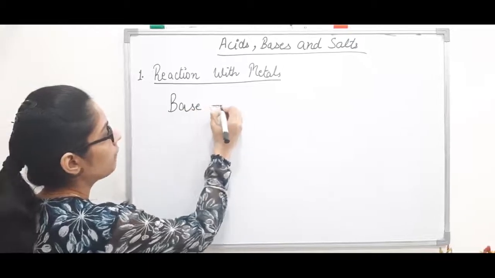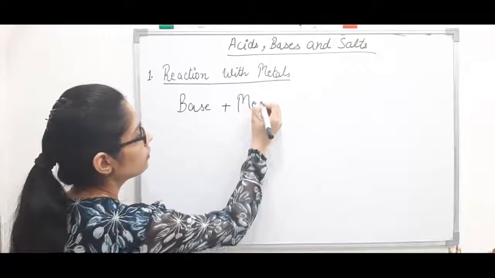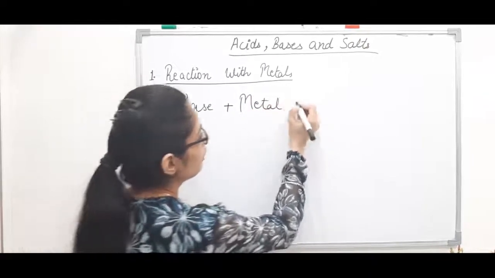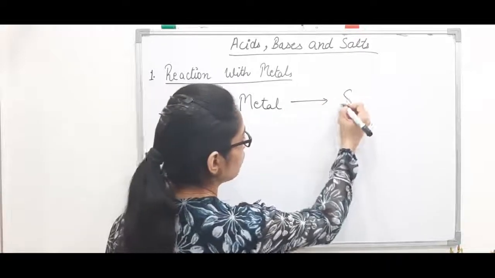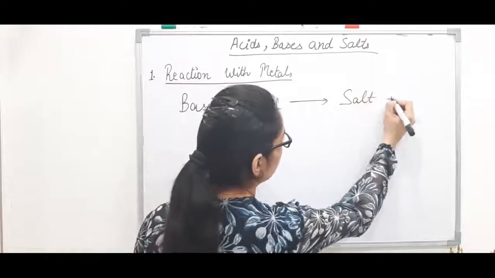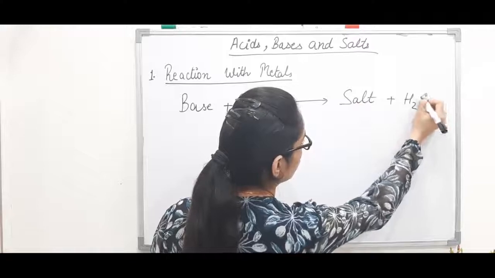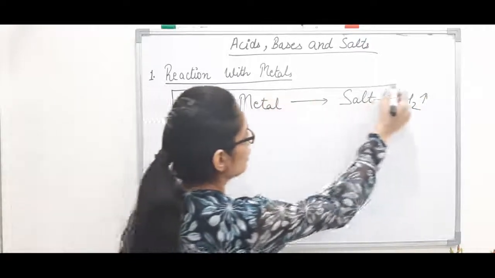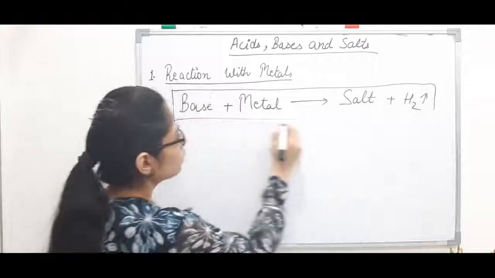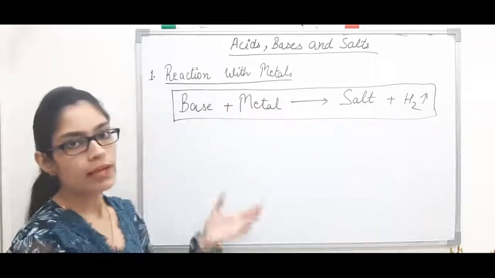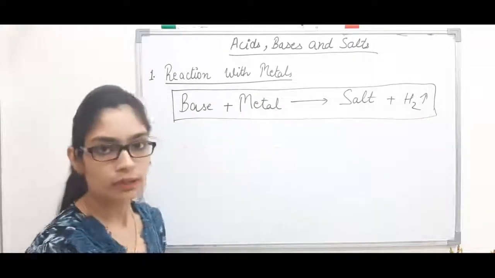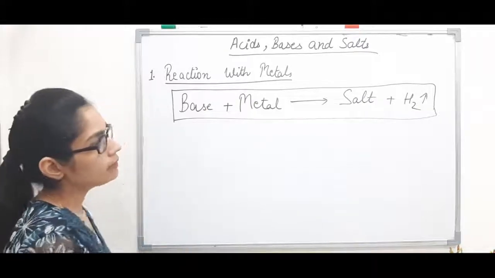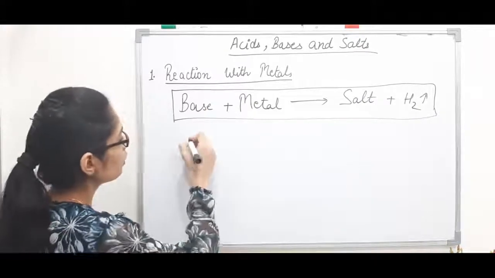Base plus metal, it will give us salt plus hydrogen gas. So all the bases show a similar chemical reaction. That's why we are writing a general chemical equation. So let's take one example now.